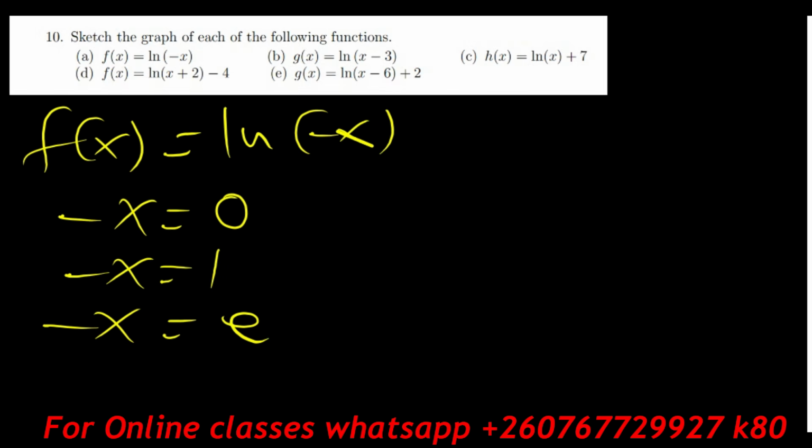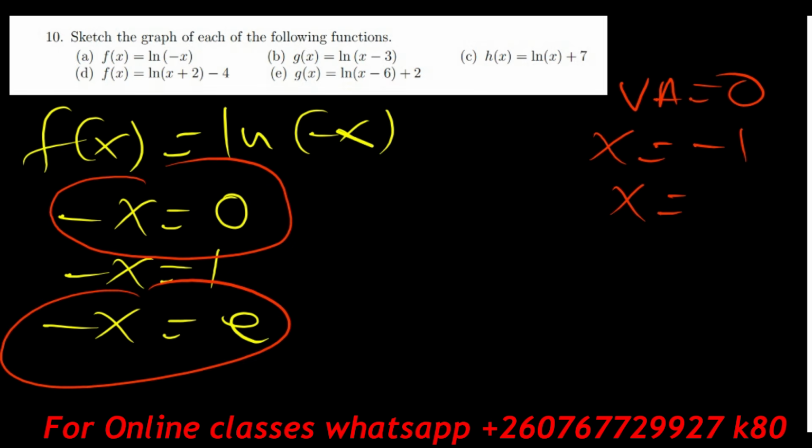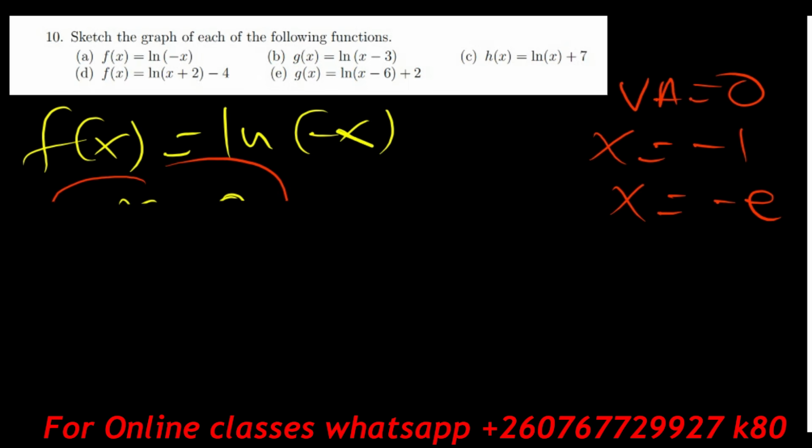So first, my vertical asymptote is 0, because this is my vertical asymptote. Next, I have to get that other one. So x will be equal to, I'm solving this, I'm going to divide both sides by negative. I'm going to get negative 1. Next, I'm going to have x. If I divide this by negative, it's going to be negative e. Okay, now I no longer need this.